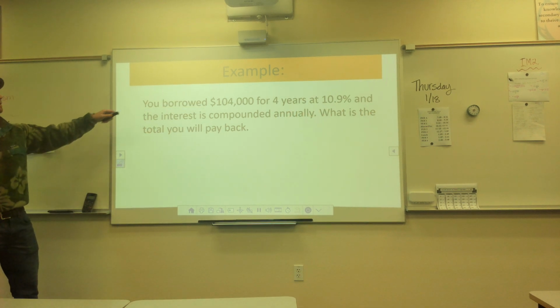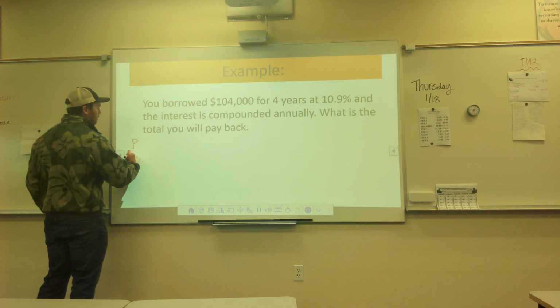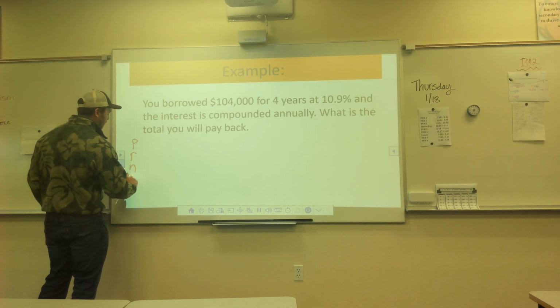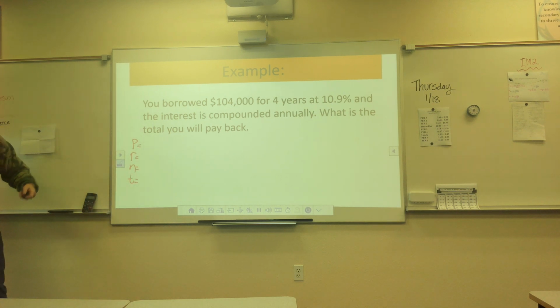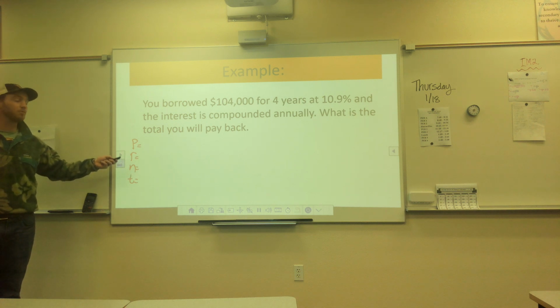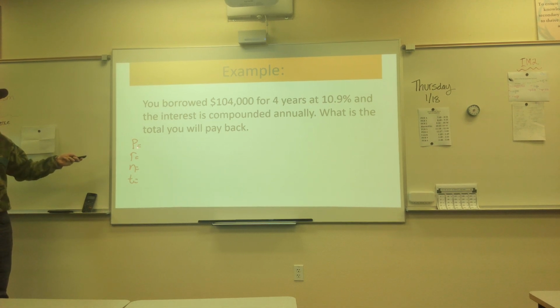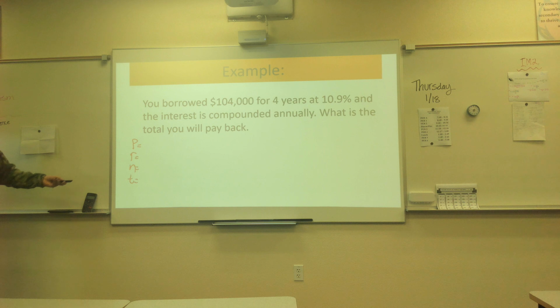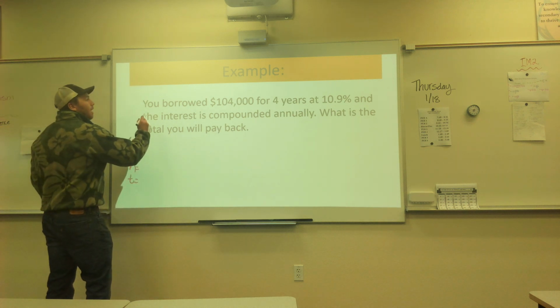All right, next, step 1. Before you even read it, get into this habit: P, R, N, T. Get into the habit of labeling, because this reminds us what we're looking through. These are the key things I'm looking for. I'm looking for my P: where am I starting? My R: what rate is it changing? My N: how many times am I compounding it a year? And T: how many years am I doing that for? So get in the habit so that you can understand where it's coming from.